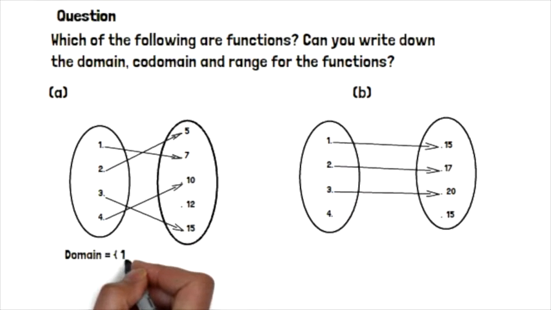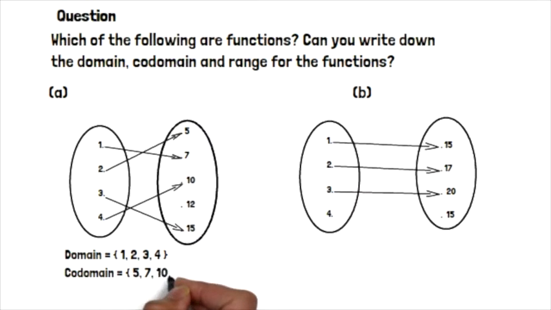The domain itself can be written as follows: the codomain and the range, which includes every element of the codomain except for the element 12.